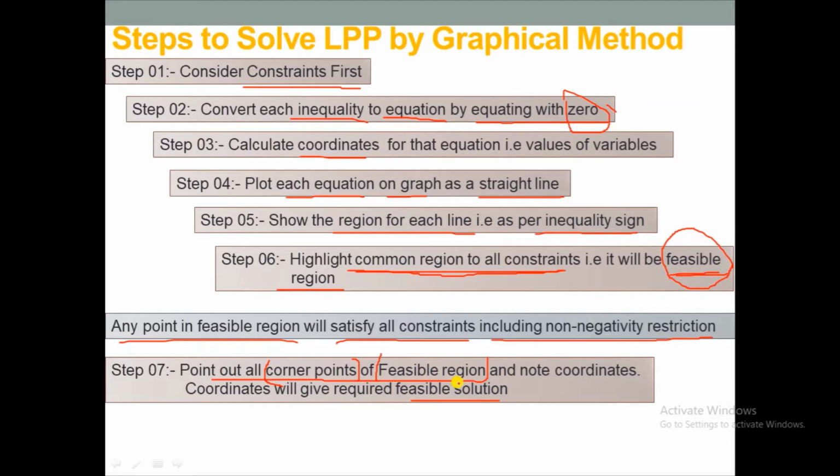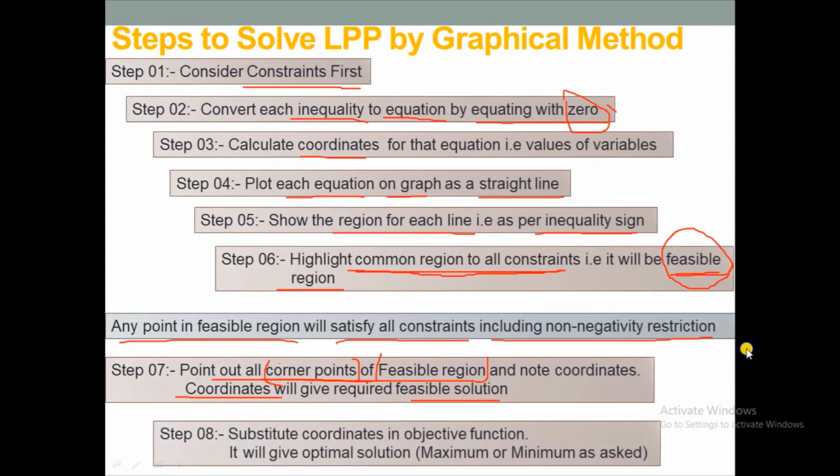The number of corner points may differ, because some feasible regions will have three corner points, some will have four, and sometimes there is no feasible region at all. Those cases we are going to study. We will note down the corner points, and we will note down the coordinates for each corner point separately. Whatever coordinates we get from each corner point, we are going to put individually into the objective function. For each corner point we get two coordinates, and obviously in our objective function there are also two variables.